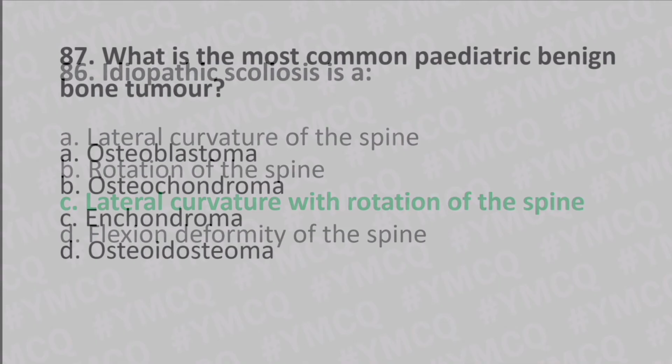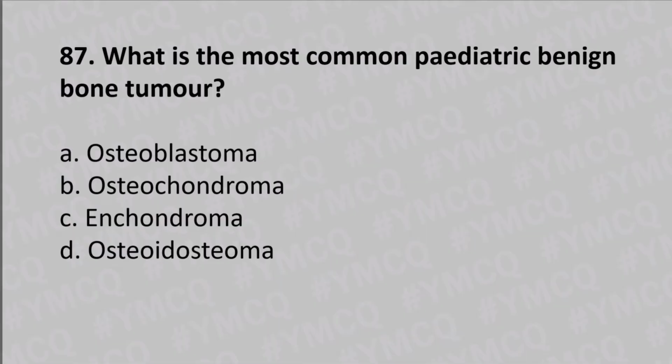Moving to our 87th question, what is the most common pediatric benign bone tumor? Option A, osteoblastoma. Option B, osteochondroma. Option C, enchondroma. Option D, osteoid osteoma. And the answer is Option B, osteochondroma.